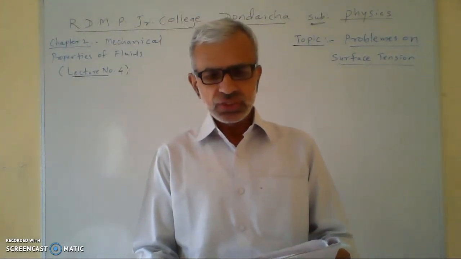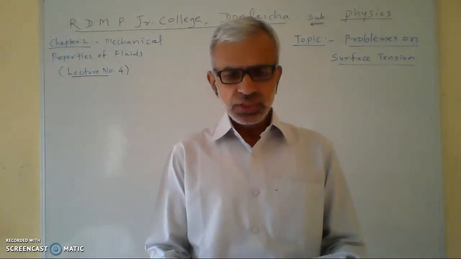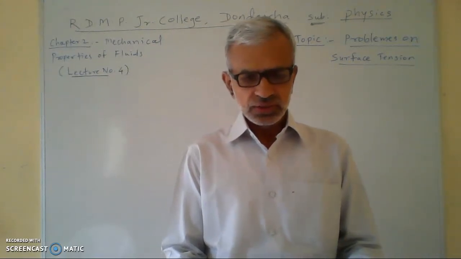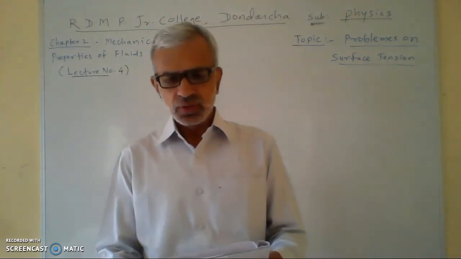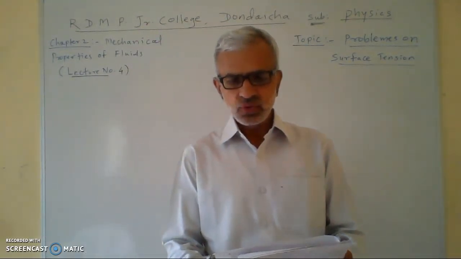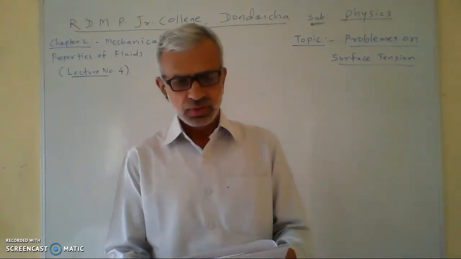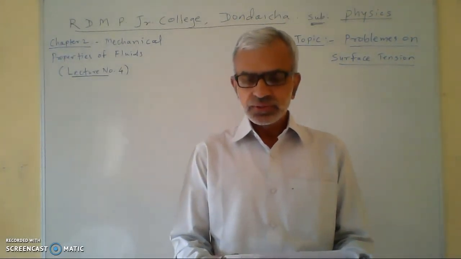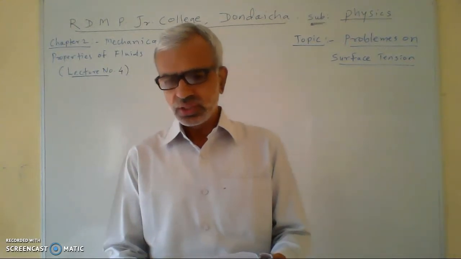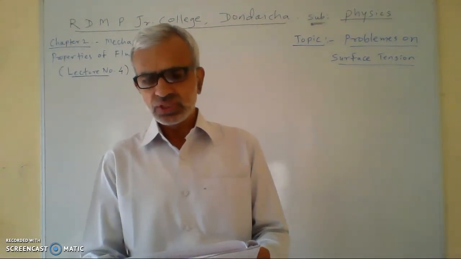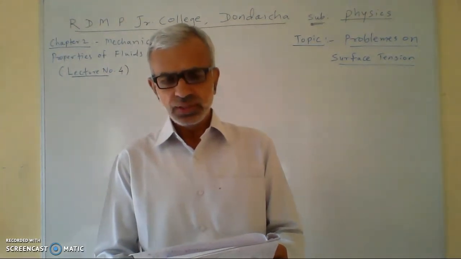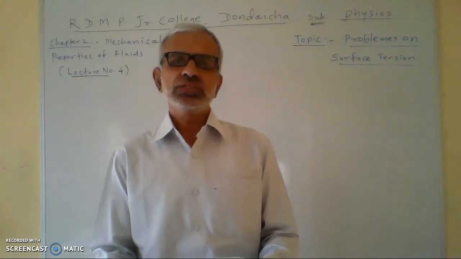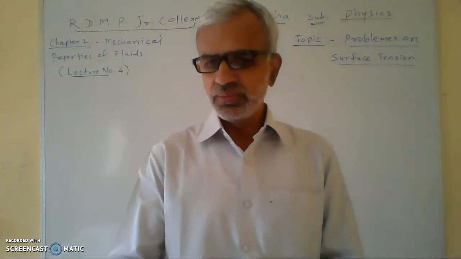27 droplets of water, each of radius 0.1 mm, coalesce into a single drop. Find the change in surface energy. Surface tension of water is 0.072 Newton per meter. So this is our today's problem.